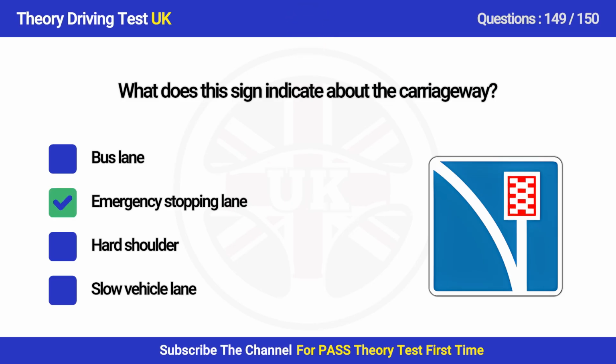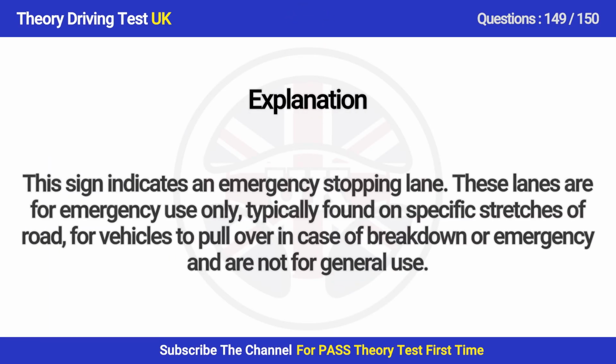Answer is B. Emergency stopping lane. This sign indicates an emergency stopping lane. These lanes are for emergency use only, typically found on specific stretches of road, for vehicles to pull over in case of breakdown or emergency, and are not for general use.